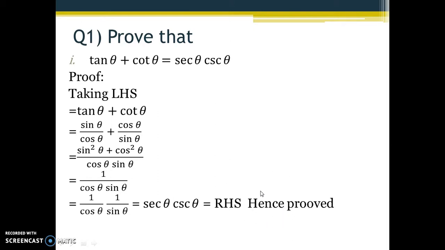These are the statements which you will have to write, and "hence proved" you will have to write at the end of every proof question. This particular technique is applicable to all the parts of this question. They are very simple. You just have to use the formulas and simplify the left hand side, and it will become exactly equal to your right hand side. Now pause the video over here, copy this question and try to solve part 2 and part 3.